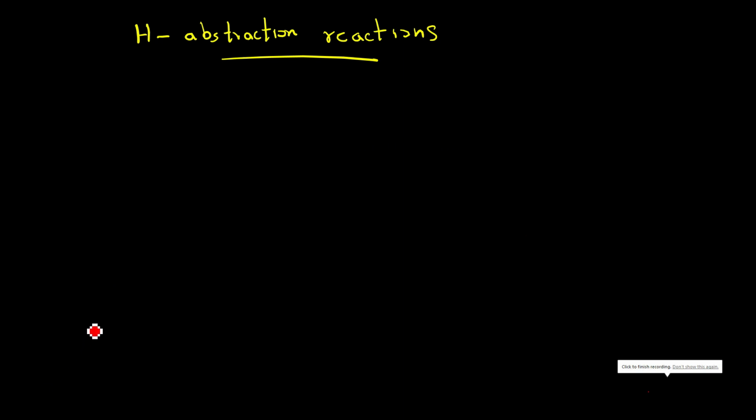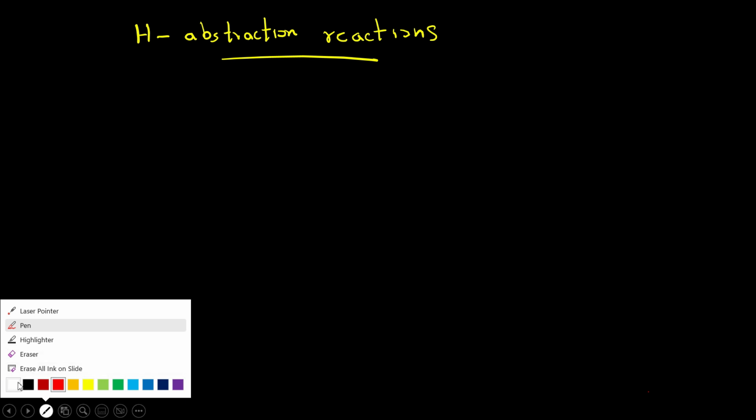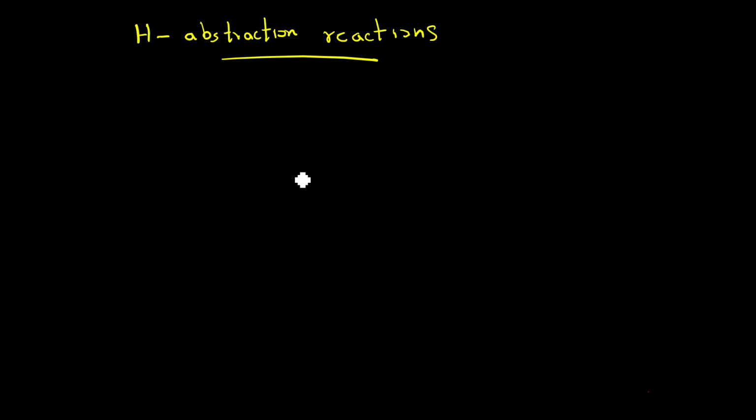In this video, let's talk about another type of photochemical reaction, which is hydrogen abstraction reactions. In our previous video, if you remember, we talked about the Norrish type 1 reactions. I hope you have watched it.